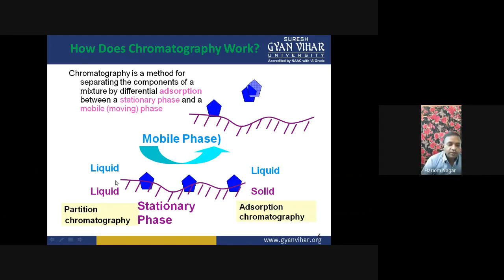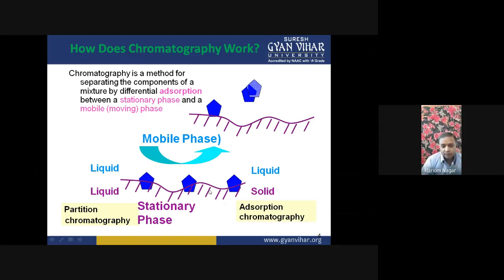So if the stationary phase and mobile phase are both liquid here, then this chromatography is called partition chromatography, and the components of the mixture partition between the mobile phase and the stationary phase.